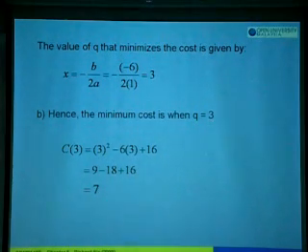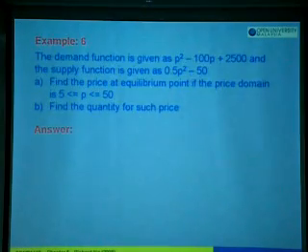So in order to find the minimum cost, we substitute Q equals to 3 into the cost function, which is Q square minus 6Q plus 16. So your answer will be equal to 7. Alright? Okay, next example. Example 6.